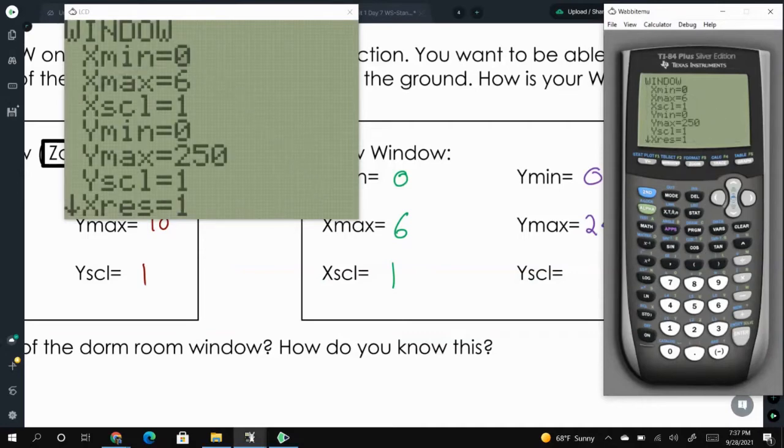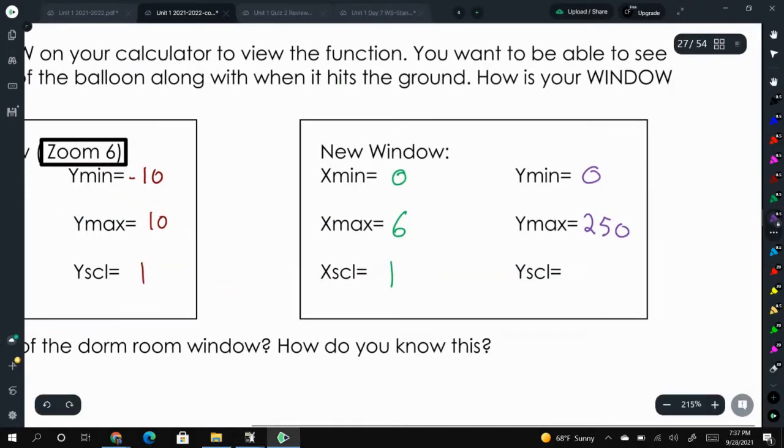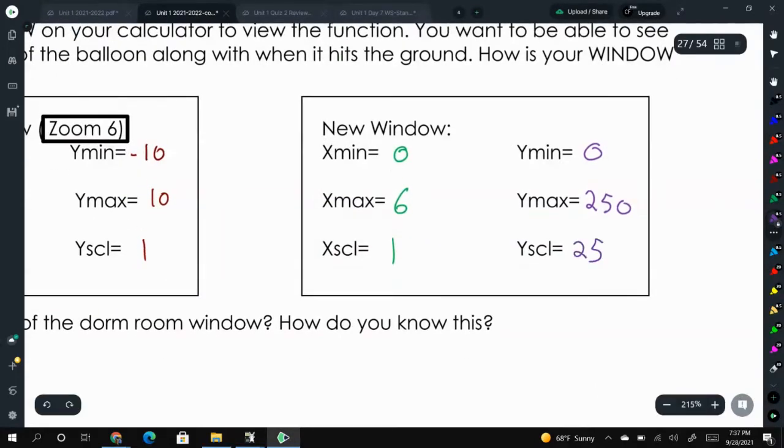So what I like to do is, if our y max is 250, I like to make my scale 25, or 1/10 of my max. So you see on the left now, things are much easier to see. Like I said, it just makes it look neater, in my opinion. It doesn't change anything. So I changed mine to 25.